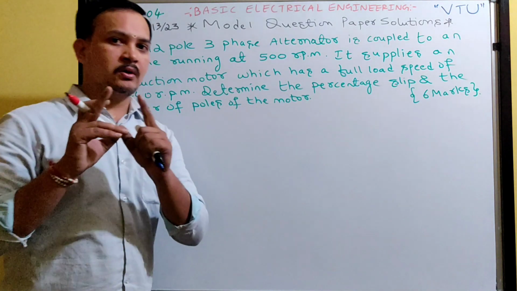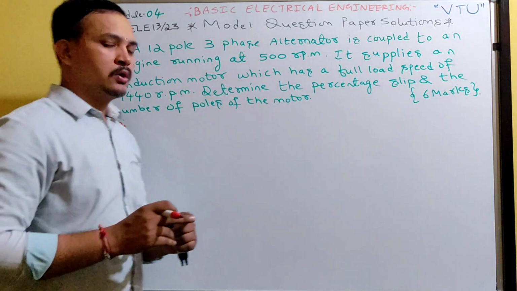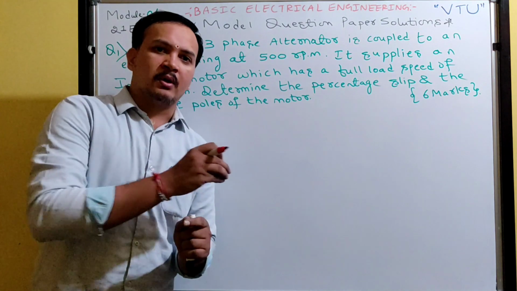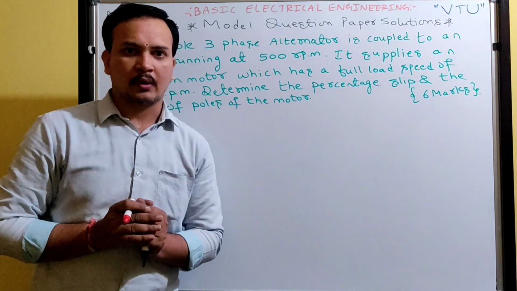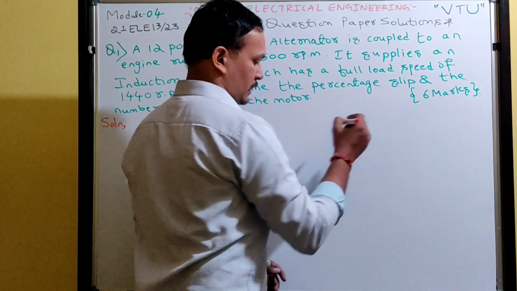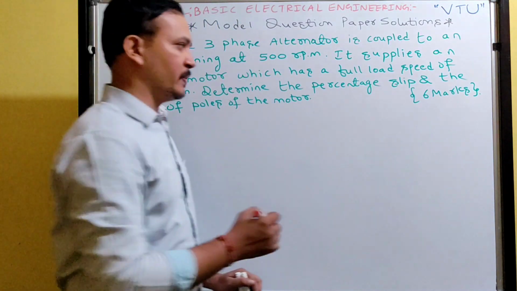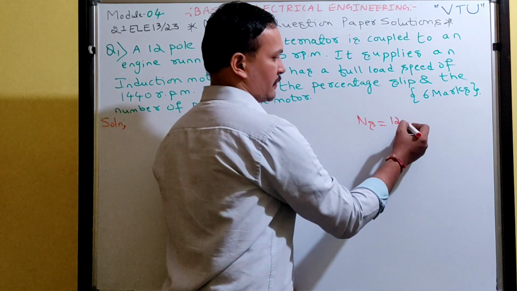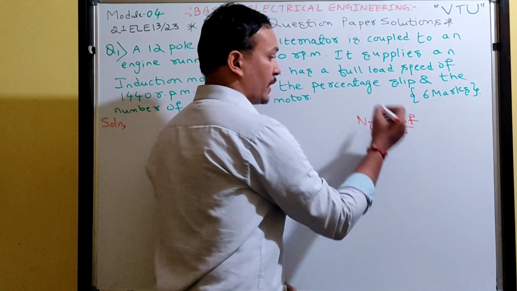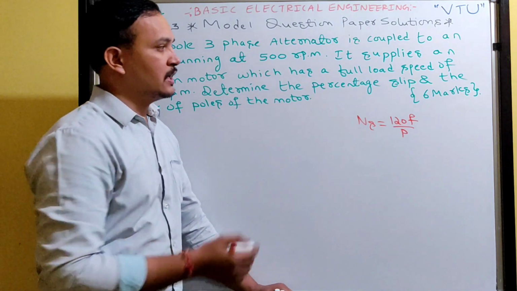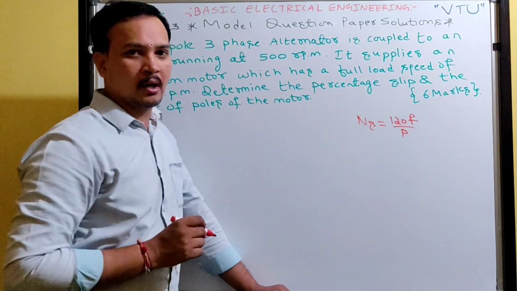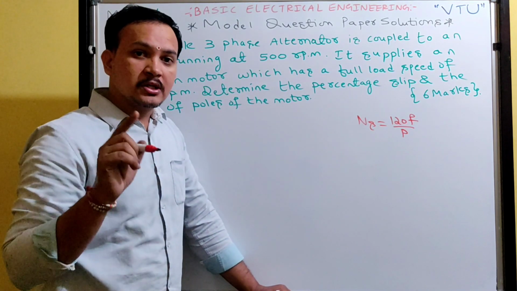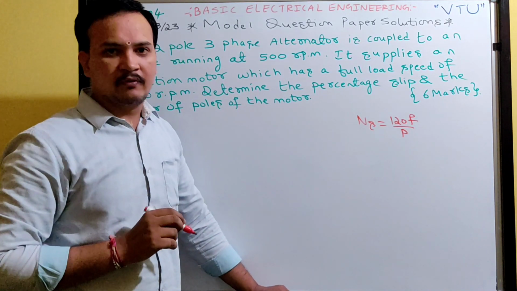Whenever you are solving problems on induction motor, you must remember the following formulas. You apply those formulas, 100% you can solve it. Induction motor runs at 2 speeds. One speed is synchronous speed. The equation for synchronous speed is Ns = 120 F by P, where F is frequency and P is number of poles. This Ns is also called speed of rotating magnetic field.